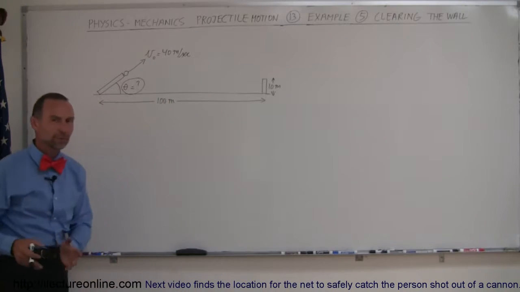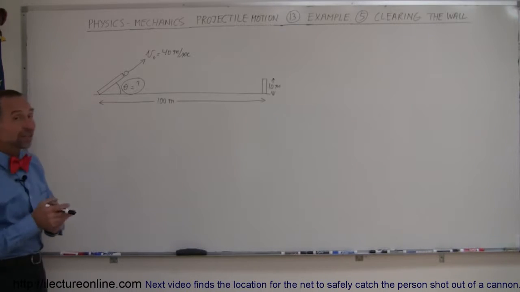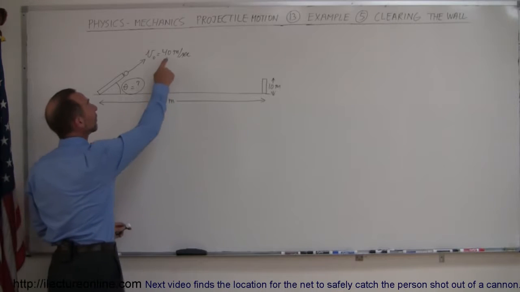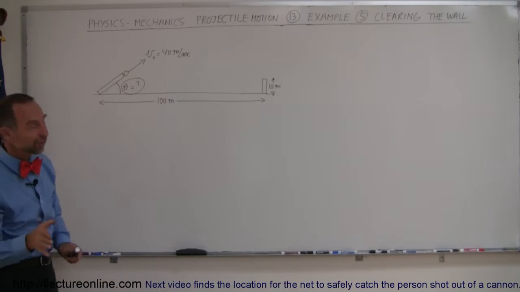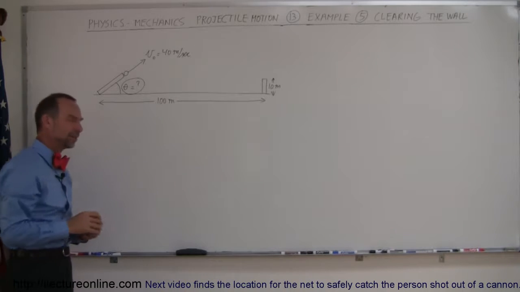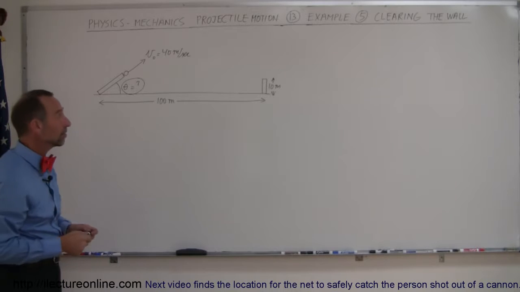So you say, well, what's different about this one and the one I did earlier? What's different here is that in the earlier one, you were supposed to find the initial velocity. You were given the angle. Here, you're given the velocity and you're supposed to find the angle. And it's a very different problem that way. So let's go ahead and get started and see how to do that.